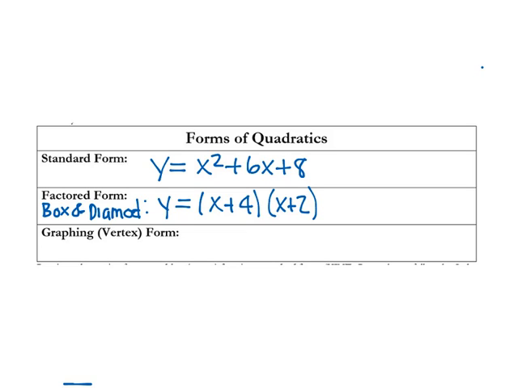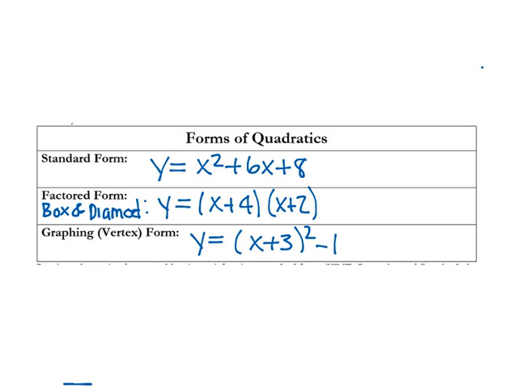Now what we're going to learn about today is the graphing form. And remember, this is our vertex form, and it shows us the transformations that are happening. So our graphing form for this one would be y equals x plus 3 squared minus 1.